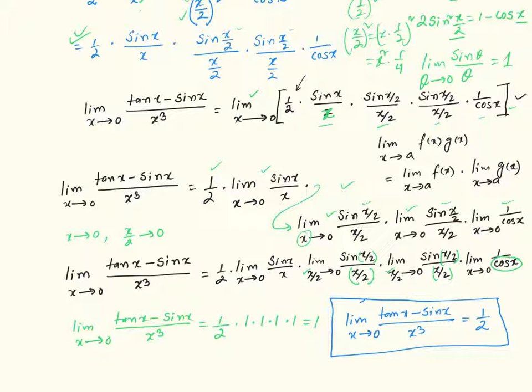Now let me summarize what I have done here. Basically, I took the given expression, tangent x minus sine x over x cubed, simplified it using the trig properties, and then restructured it in such a way that I can apply the formula: the limit as x approaches 0 of sine x over x is 1. That's the main formula we have used here, and after using that we just simplify it and we finally get this answer.